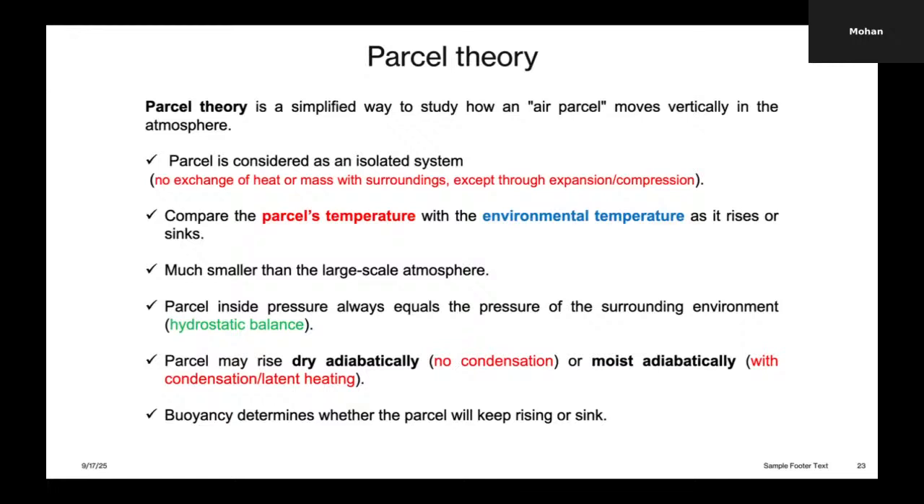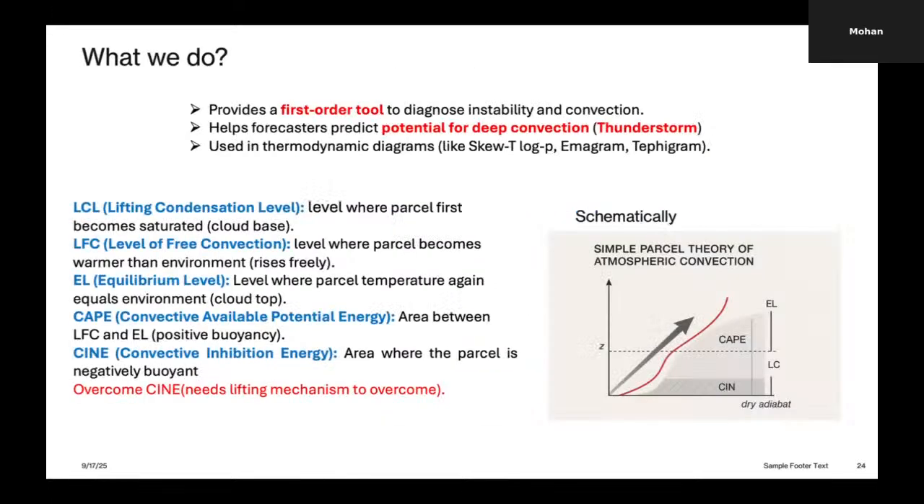The assumption is that it is always in hydrostatic balance with respect to the environment, and it is dry adiabatic until the cloud base, and after that it is moist adiabatic. So when it has these kinds of qualities, that small unit is called a parcel. This is the simple parcel theory. Like I told you, this simple parcel theory is a first order tool to identify different instability and convection using the T-phi grams.